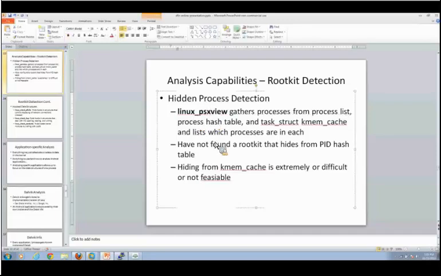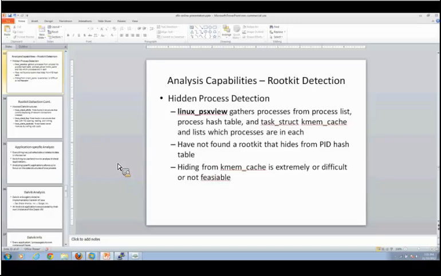It stands for cross-view, and what that does is we have the ability to gather processes from a number of places in the kernel. We have the kernel's process list, we have the process hash table, and then we also have that kmem cache that stores process structures. And we enumerate all of those, and then we report which processes show up in which ones. And so if you have a process that's, say, not in the process list, but it's in the process hash table, that means the rootkit hid that process and didn't want you to be able to see it.